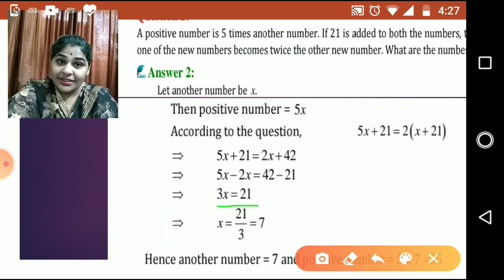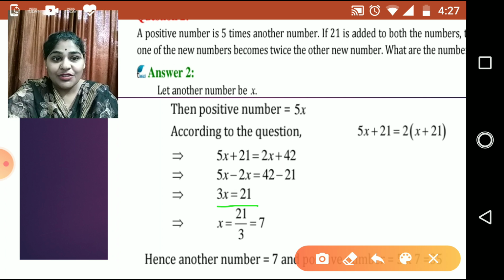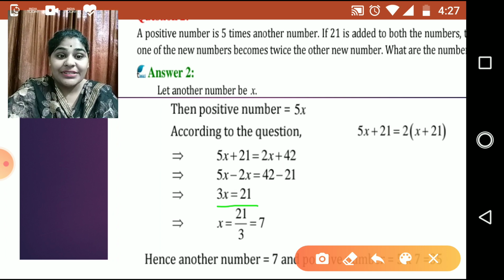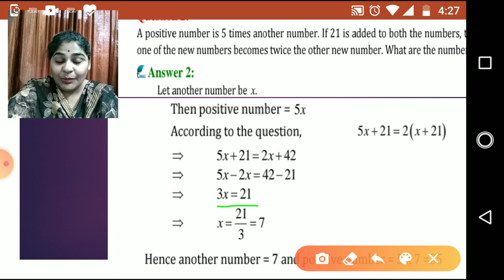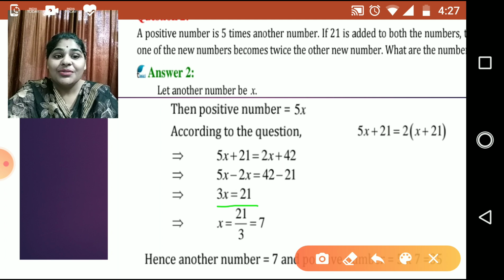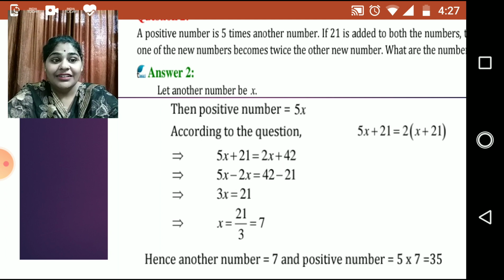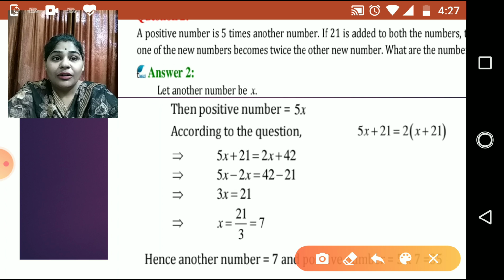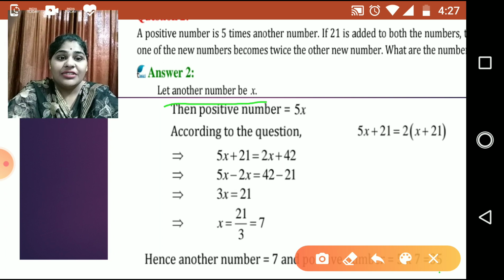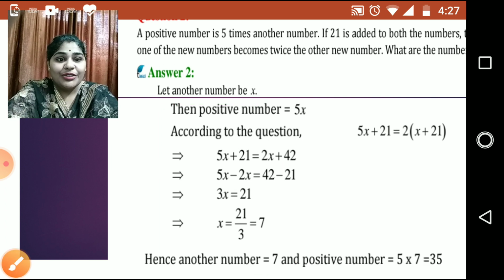Now only 3 is remaining with the variable. So we transport it directly to the right hand side. It is in multiplication form. If we transport it to the right hand side, it goes in division. So x will be equal to 21 divided by 3, which is nothing but 7. So hence the another number which we have thought of, that is x, what is the x value, children, now we got? It is 7. So here you can write in the answer, another number is equal to 7.